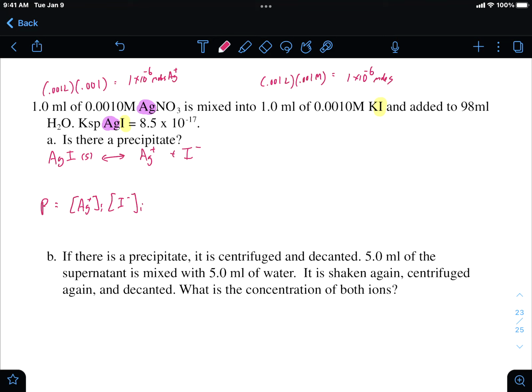But they are being mixed, and we need to be mindful of what the total volume is. What is the total volume? 100 milliliters, right? So let's calculate our molarity. So 0.1, divide both by 0.1. And so really your initial concentration of silver then is 1 times 10 to the minus 5th molar. And likewise for the iodide. Or in other words, your P is 1 times 10 to the negative 10th.